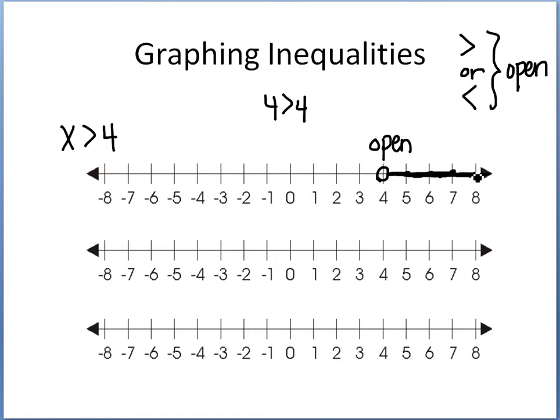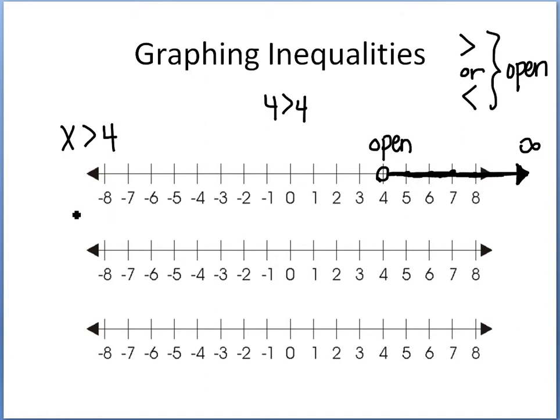Now, to say that it's going to keep going, it's not going to stop at 8. That's just what this number line stops at. We need to put an arrow at the end of our line here to say it's going on forever. It's going to infinity. Because we can't count how high it goes.